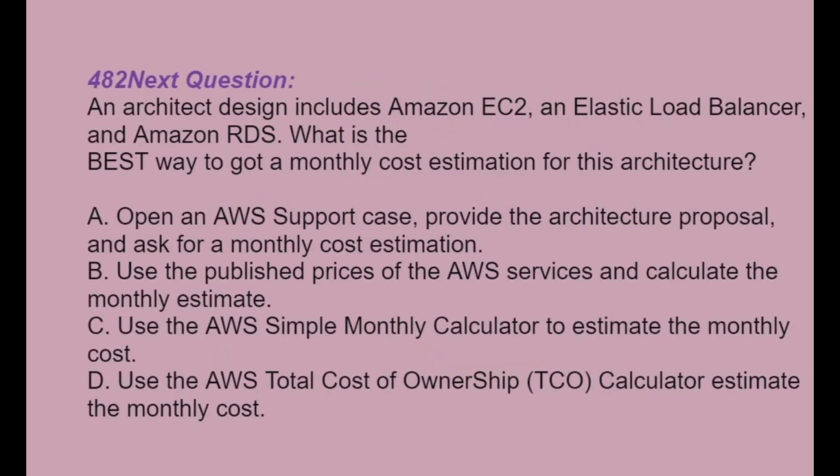Question is, an architect design includes Amazon EC2, an Elastic Load Balancer, and Amazon RDS. What is the best way to get a monthly cost estimation for this architecture? Option A, open an AWS support case, provide the architecture proposal, and ask for a monthly cost estimation. Option B, use the published prices of the AWS services and calculate the monthly estimate. Option C, use the AWS Simple Monthly Calculator to estimate the monthly cost. Option D, use the AWS Total Cost of Ownership (TCO) calculator to estimate the monthly cost. Correct answer is option C.